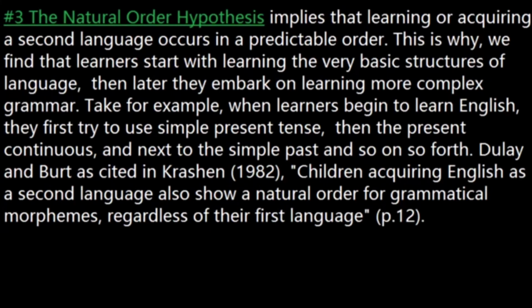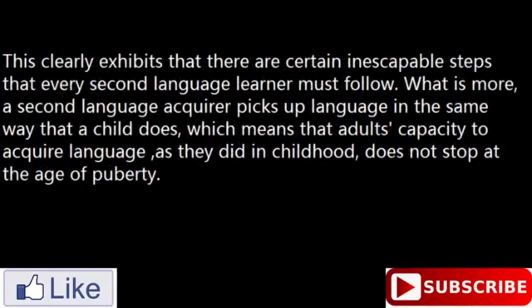Dulay and Burt, as cited in Krashen in 1982, found that children acquiring English as a second language also show a natural order for grammatical morphemes, regardless of their first language. This clearly exhibits that there are certain inescapable steps that every second language learner must follow. What is more, a second language acquirer picks up language in the same way that a child does, which means that adults' capacity to acquire language, as they did in childhood, does not stop at the age of puberty.